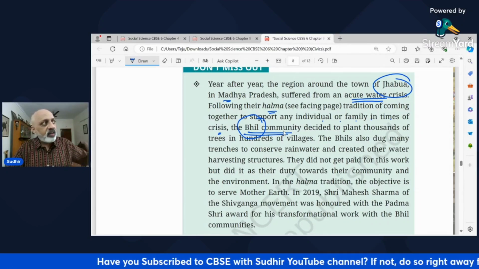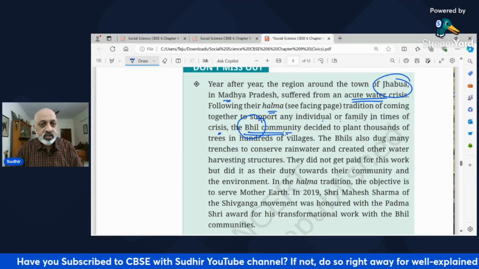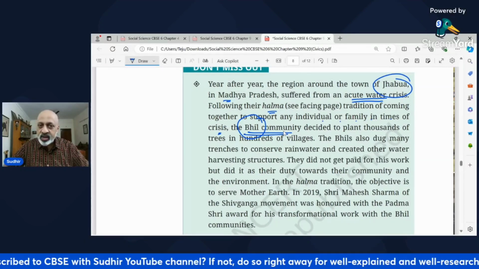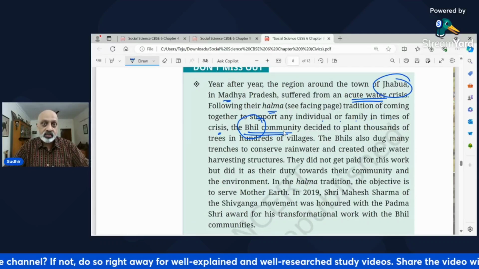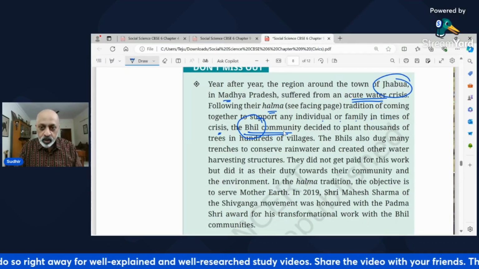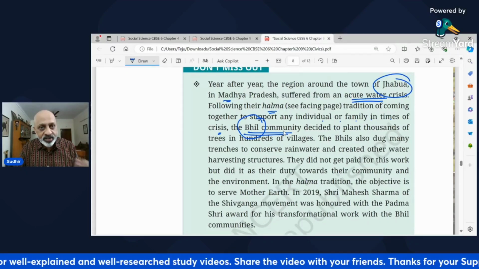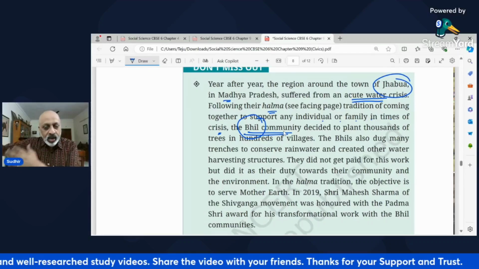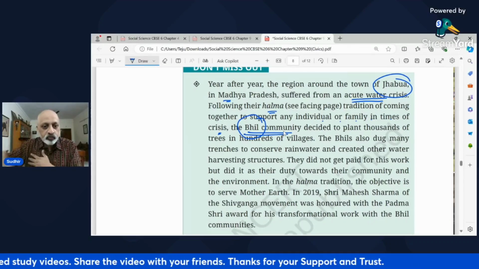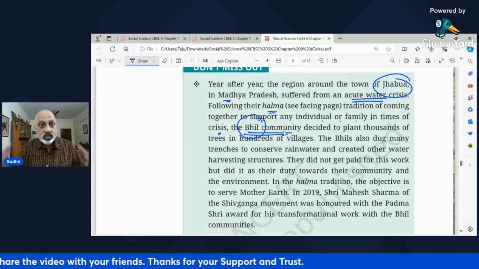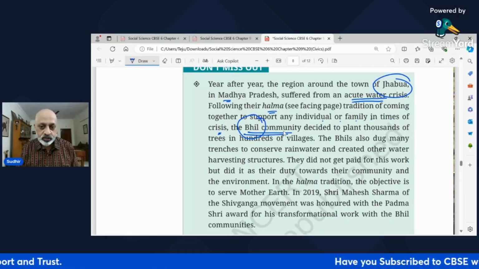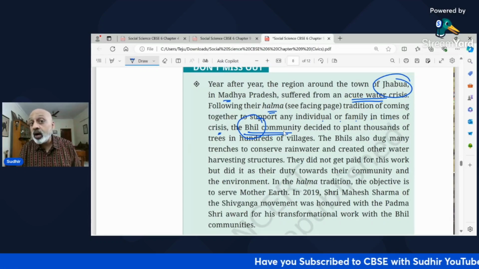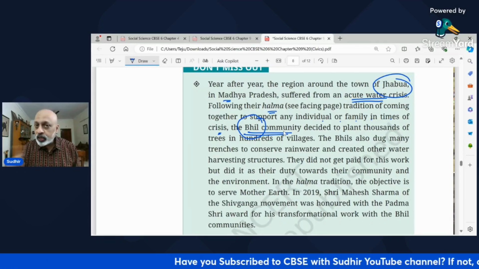They decided that they will plant thousands of trees in hundreds of villages. So you make the area green so that it invites rains. Okay, so that there is no drought. So the Bhils also dug many trenches, that is, canals, trenches, where water could flow to conserve rainwater. So that when the rain comes, water can be conserved to be used during the summer months, and they created other water harvesting structures.